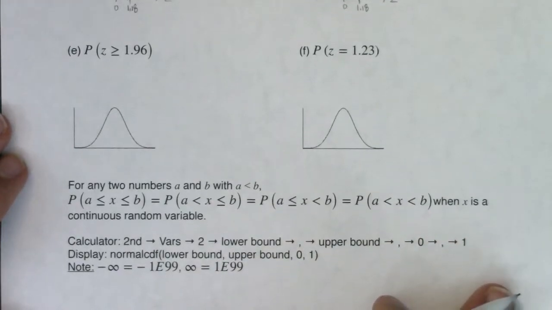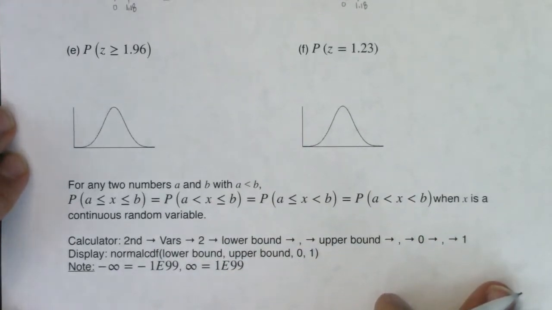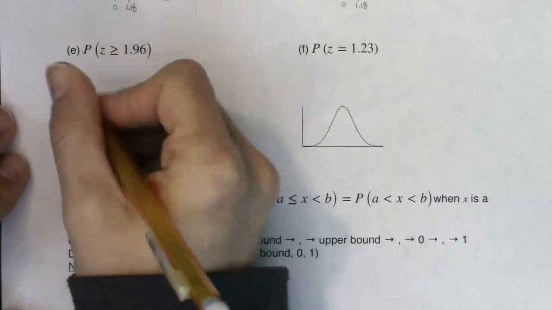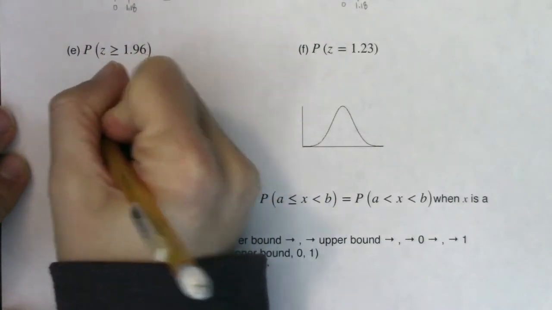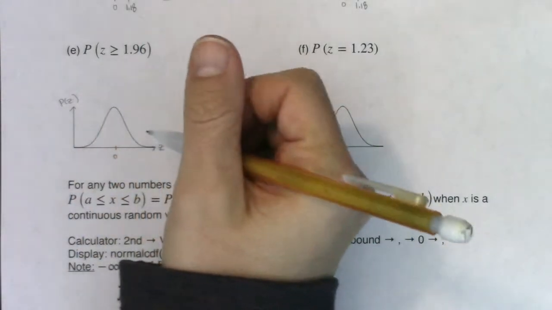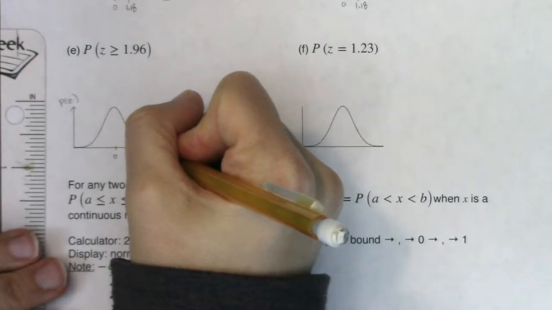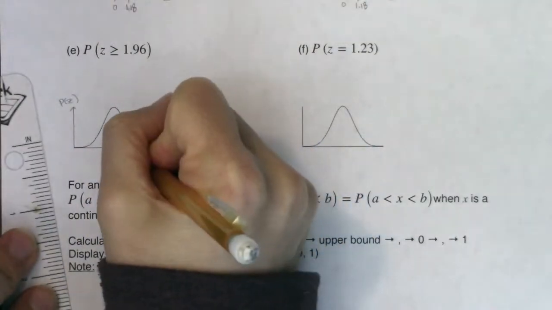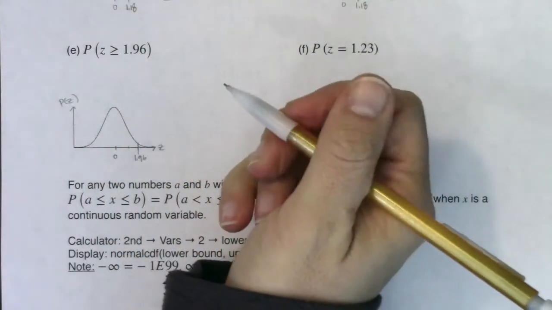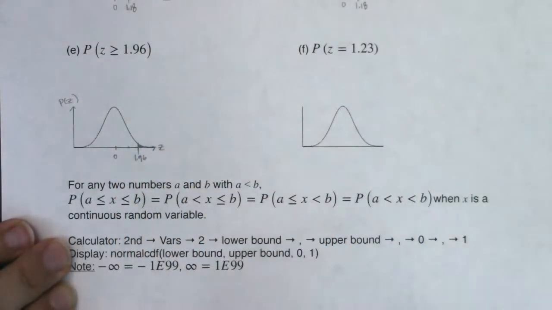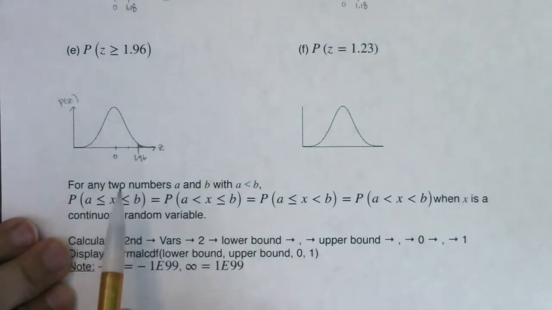I'm going to scooch this up so that we can see E and F. Okay, so let's try and do E and F. Here I see the Z's, I've got a probability, so I know I'm going to go area under a curve. Now 1.96 is pretty far over, so I would go 1 and then maybe 2, so maybe 1.96 is here. There's really not much to the right of it, and I want to go to the right of it because it's greater than or equal to. That is a pretty small number. I'm thinking 2-3% maybe.